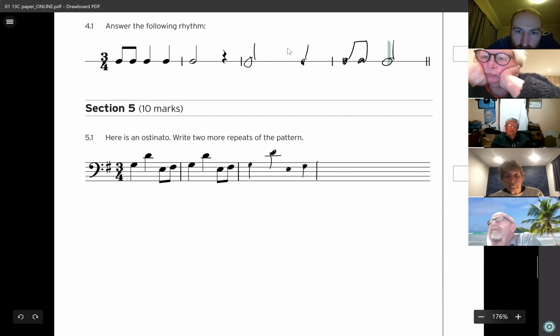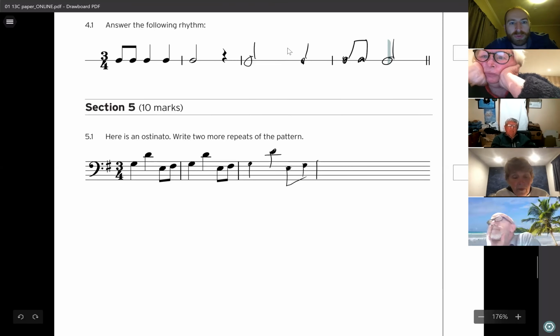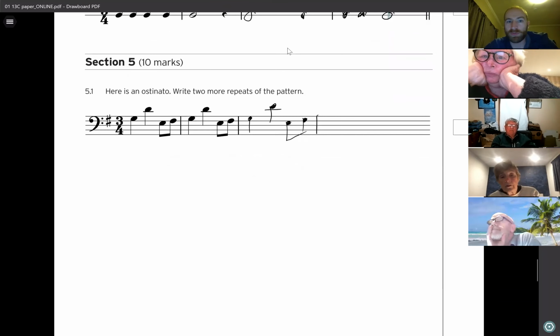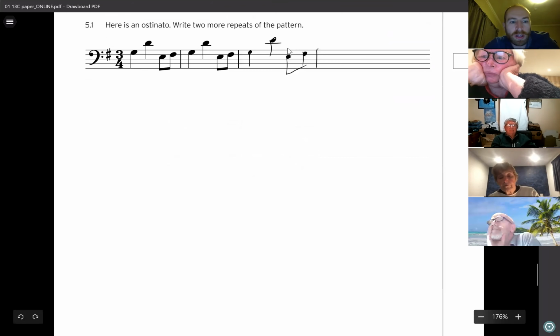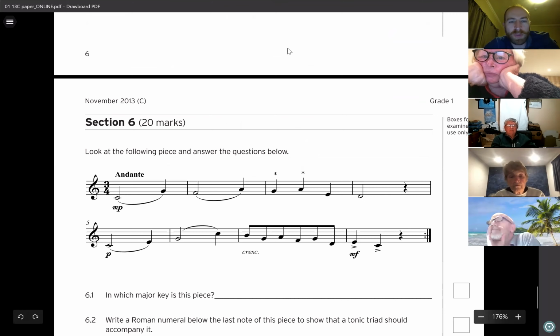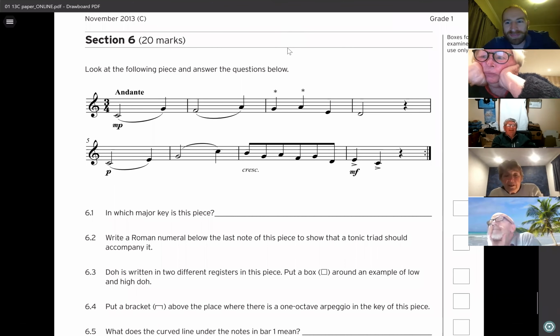Mhm. Okay. So that's all you would need to do. Write 2 more repeats of the pattern. Just copy what they've got. Yeah. Pretty straightforward. Now, it's easy for 10 marks. Yeah, I know exactly. Yeah.